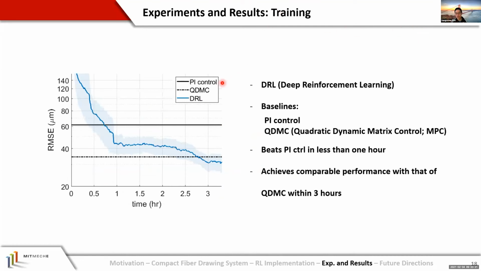As a result, this is how the learning curve looks. The x-axis is the training time, and the y-axis is the root mean squared error of the diameter. As a baseline, we compared our DRL method with PI control and the QDMC method, which is a type of MPC. As you can see from this curve, our proposed method outperforms PI feedback in less than 1 hour and achieves a comparable performance with that of QDMC within 3 hours.